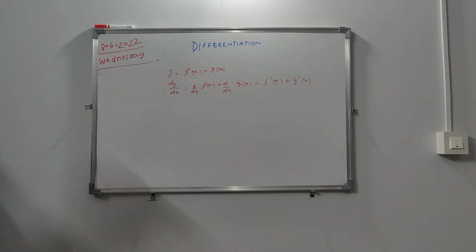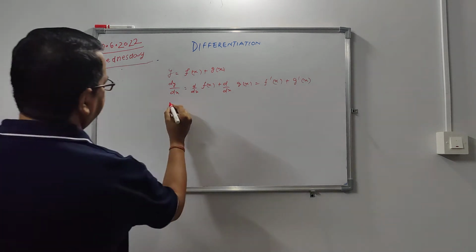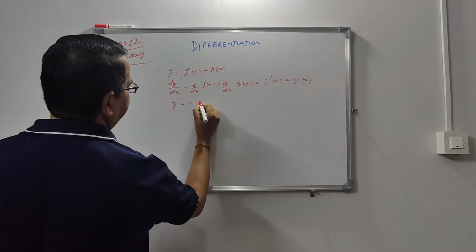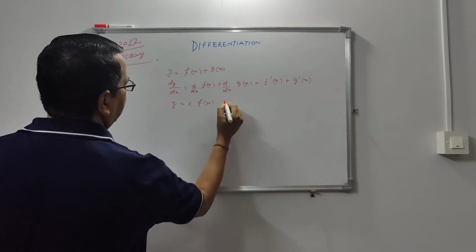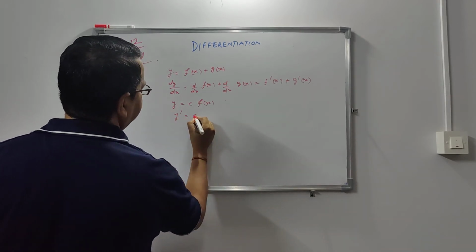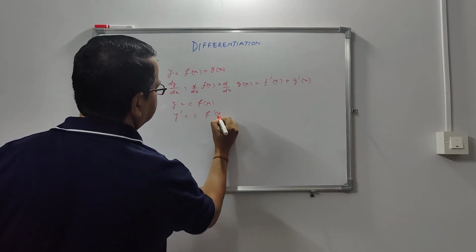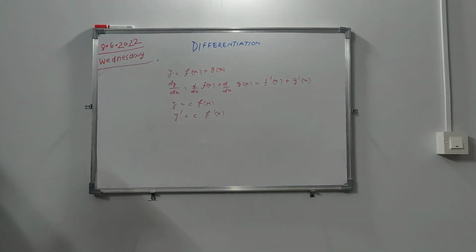And if y is equal to c into f(x), then y dash is equal to c into f dash x. That's all.